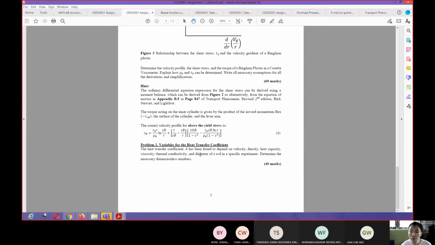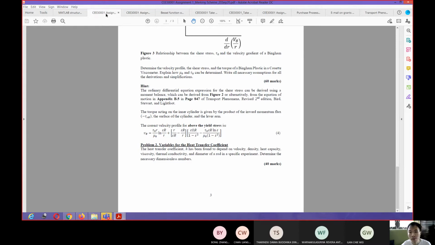So for problem 2, the problem statement says that the heat transfer coefficient has been found to depend on the velocity, density, heat capacity, viscosity, thermal conductivity, and diameter of a rod in a specific experiment. Determine the necessary dimensionless numbers that you need to correlate this heat transfer coefficient with the velocity, density, heat capacity, viscosity, thermal conductivity, and the diameter of the rod.